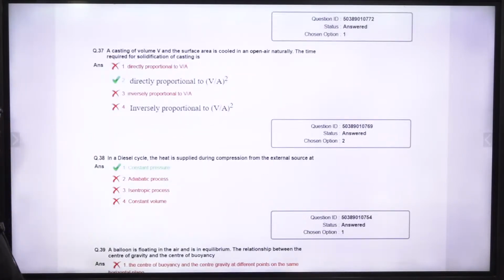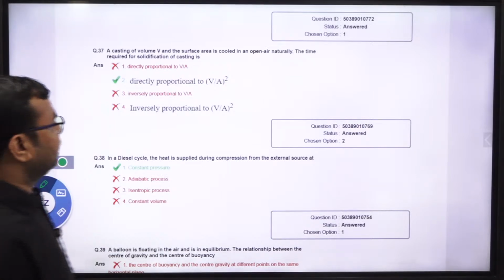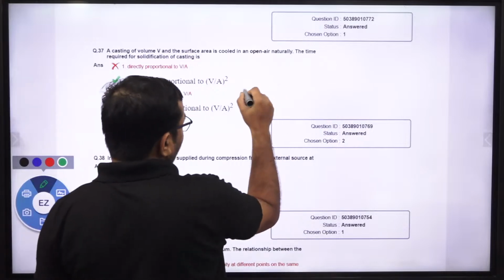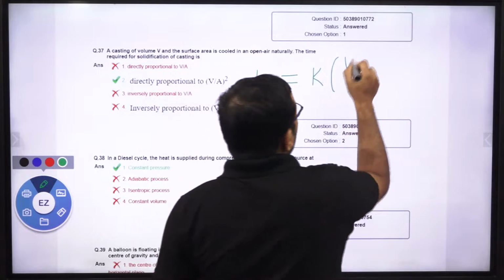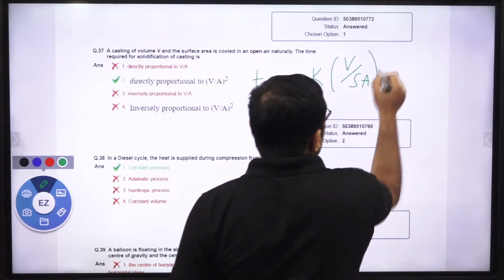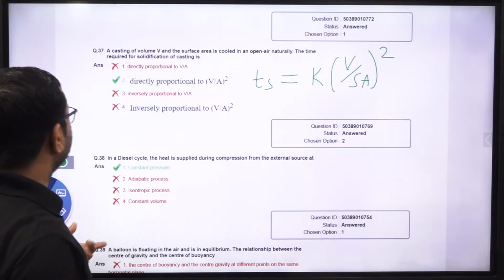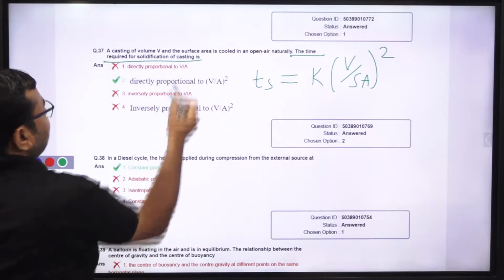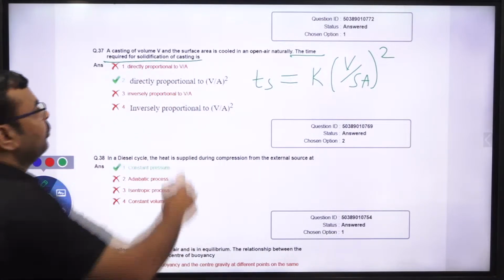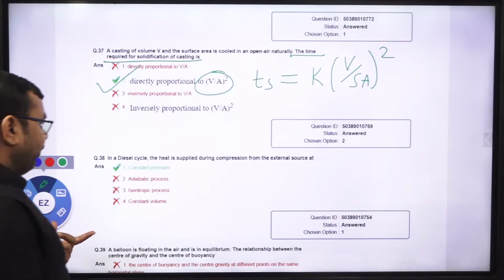A casting of volume V and surface area A is cooled in open air naturally. The time required for solidification of the casting. So from Chvorinov's equation we can say the solidification time can be written as K into V by surface area, whole square. Can I write this expression, yes or no? From this, which one is the right answer? The time required for the solidification of the casting is directly proportional to V by A square. So the correct answer is this. Is it clear? This is a very direct formula based question.